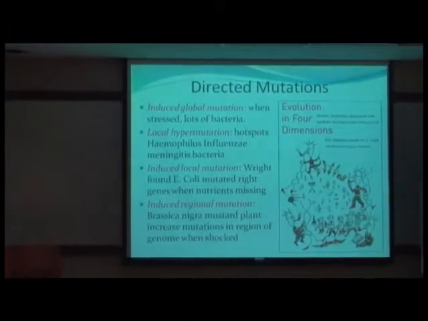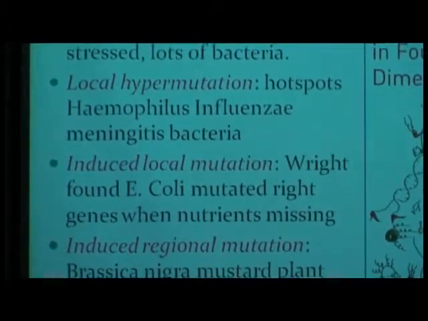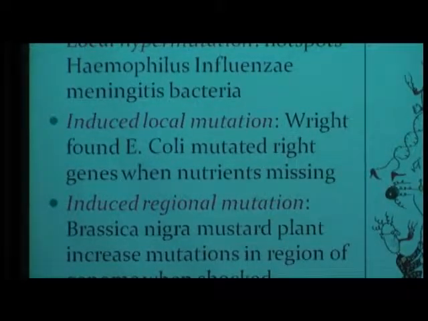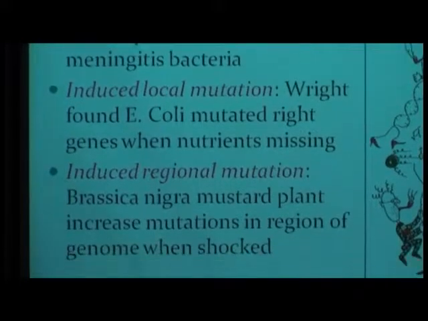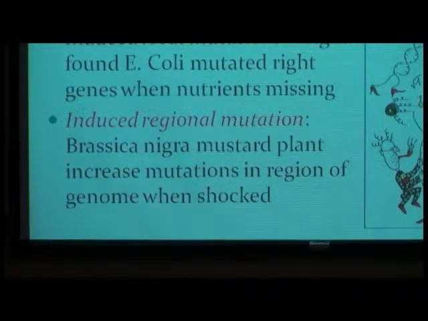More interesting are induced local mutations. There's some work by Wright that found that E. coli, by withholding certain needed nutrients, mutated more rapidly, and it mutated more rapidly in exactly the genes which were needed to help resolve the nutrient problem. And then a more general version of that, which has been found in a lot of plants, in particular the Brassica nigra mustard plant, is to increase mutations in the general region of a genome when particular environmental shocks appear.